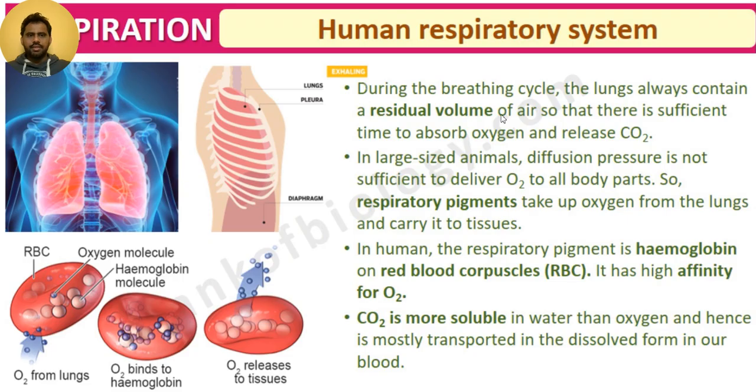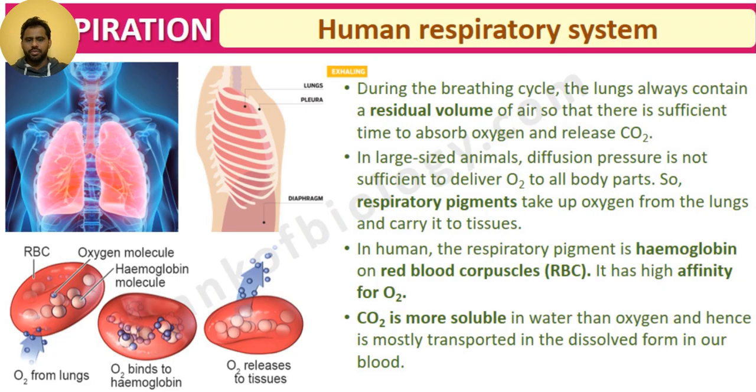What does it say? That during the breathing cycle, lungs always contain residual volume of air. In large size animals, diffusion pressure is not sufficient to deliver O2 to all body parts. So respiratory pigments take up oxygen from lungs and carry it to tissues. In human, the respiratory pigment is hemoglobin on red blood corpuscles.